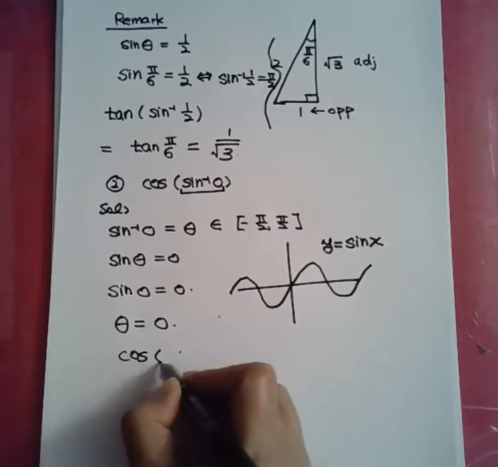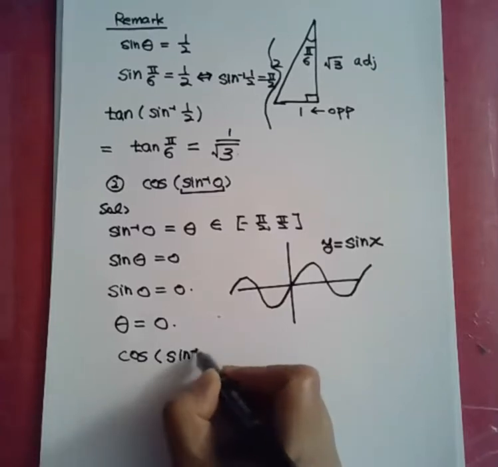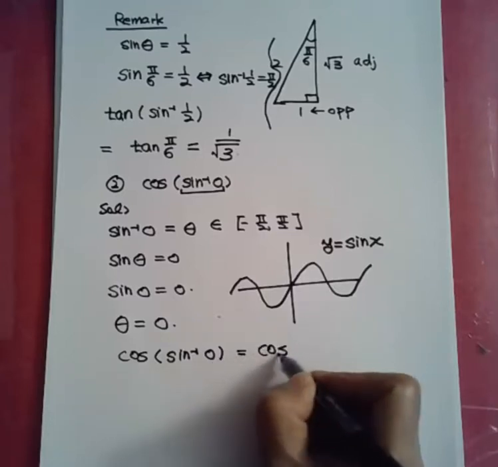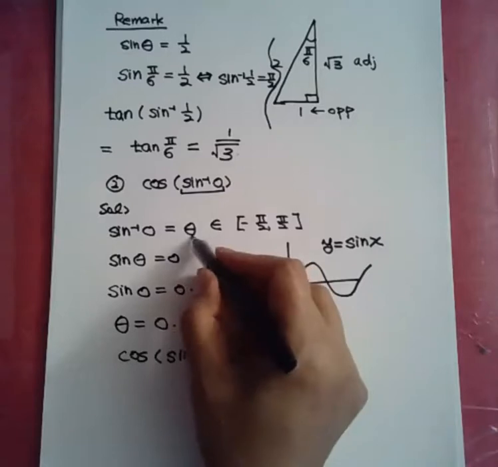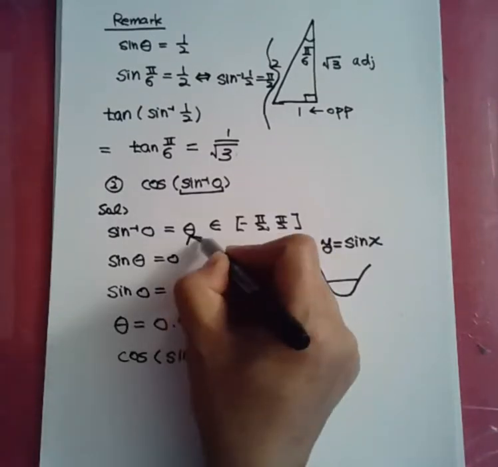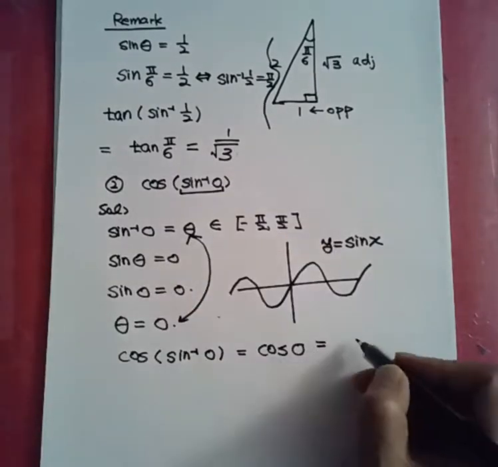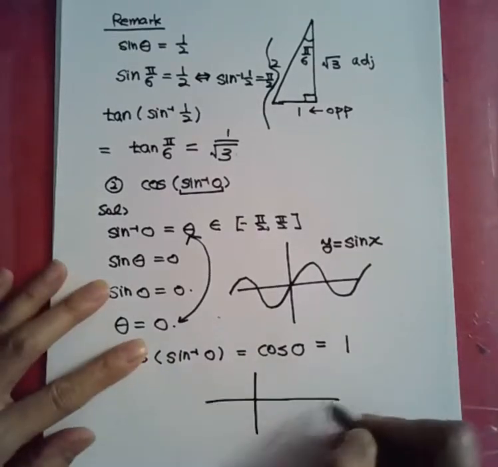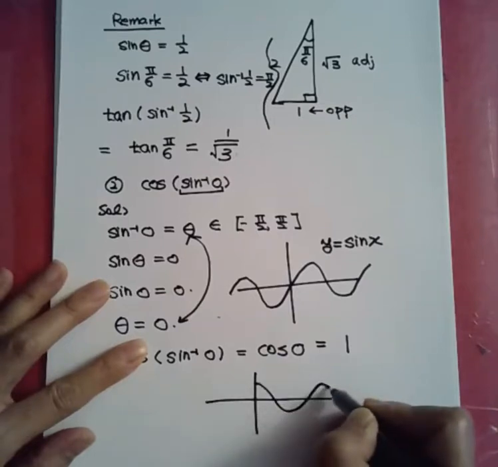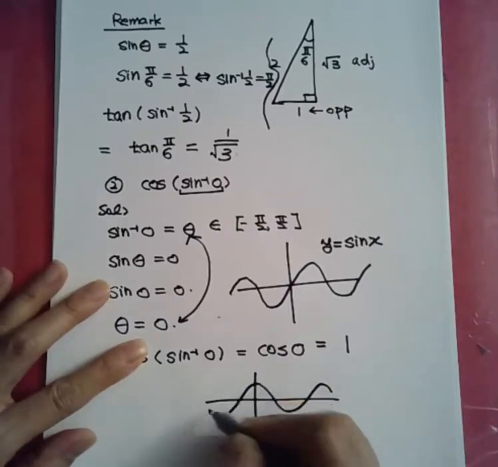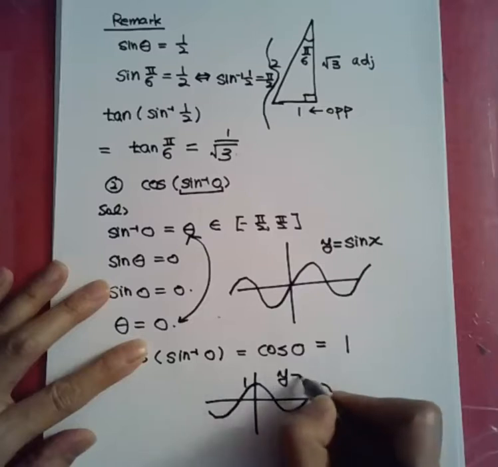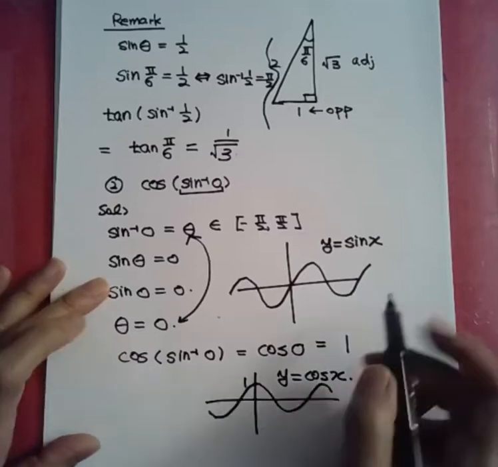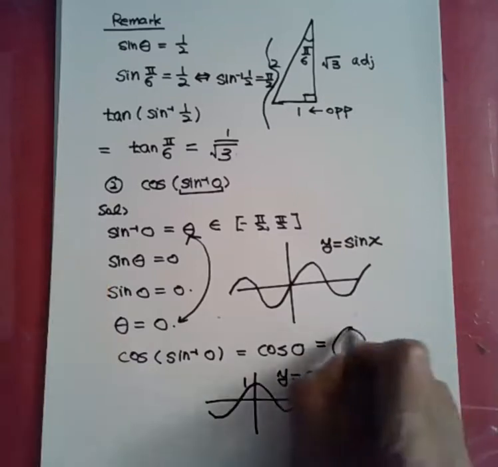Then cosine of sine inverse of 0 equals cosine of 0, because theta is 0. Cosine of 0 equals 1. This time we think about the graph of cosine. So cosine of 0 equals 1, so that is 1.